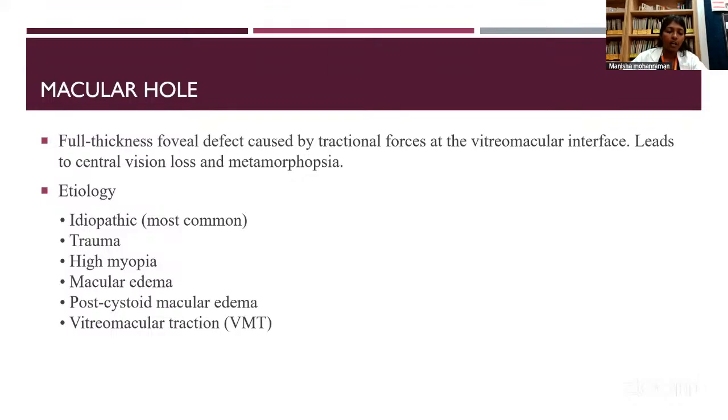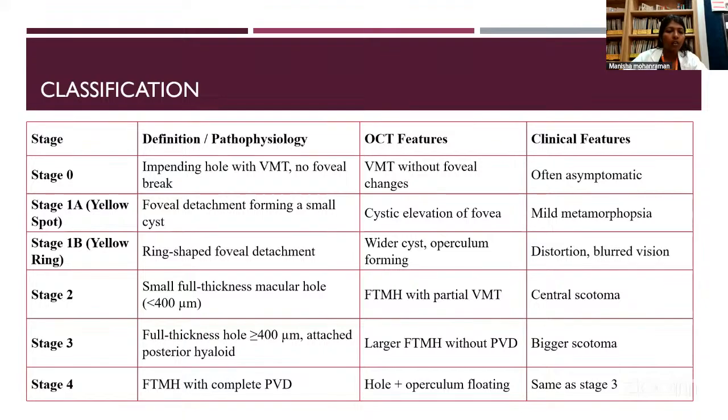The etiology is idiopathic in most cases, and also trauma, high myopia, macular edema, post cystoid macular edema, and vitreomacular traction. The macular hole leads to central vision loss and metamorphopsia. Classification: stage 0, impending hole, and no foveal break is seen. The OCT features are VMT without foveal changes. Clinical features are often asymptomatic.